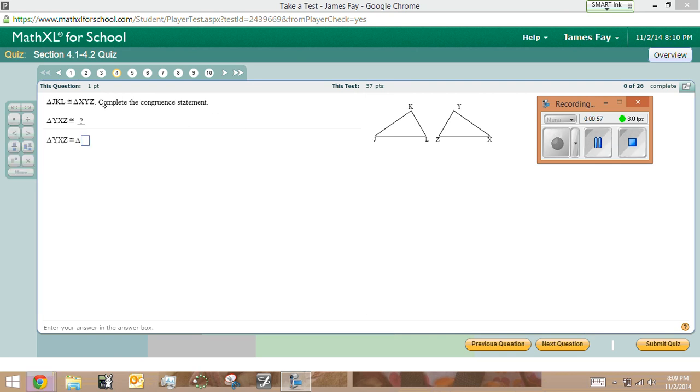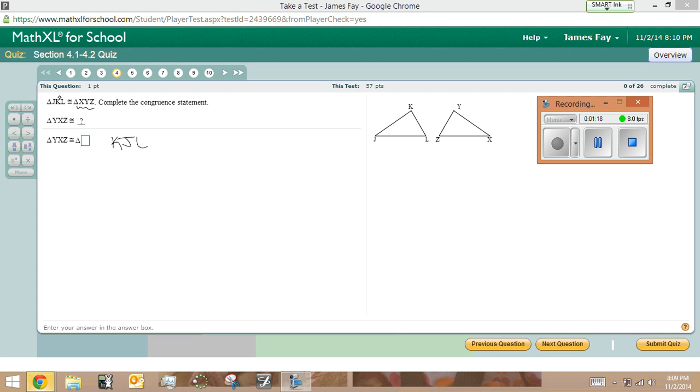It's another triangle congruency statement, but now they've changed the name of the second triangle, so you have to adjust the name of the first triangle. So YXZ was middle to first to last. So we go middle, K, to first, which is J, and then to last, which is L.